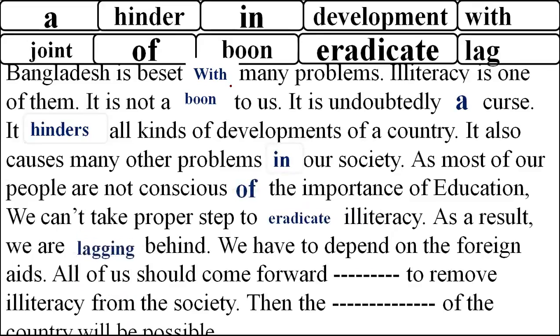We are lagging behind, it's continuous form. We have to depend on the foreign aids. All of us should come forward. How should we come forward? Jointly, adverb, to remove illiteracy from the society. Then the development of the country will be possible. Okay.